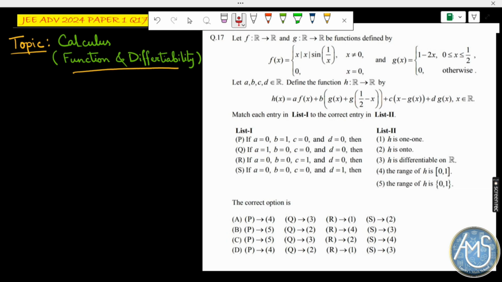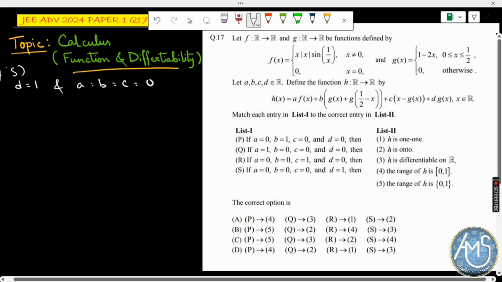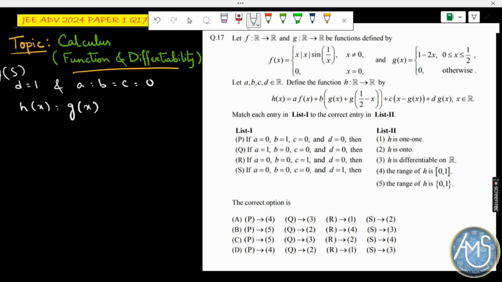So it is clearly visible that if a, b, c are 0 and only d is 1, then H(x) equals G(x) only, which is the simplest one. So let's start with the option from List 1. If d is 1 and a equals b equals c equals 0, then H(x) equals G(x). That means 1 minus 2x for 0 less than or equal to x less than or equal to half, and 0 otherwise.